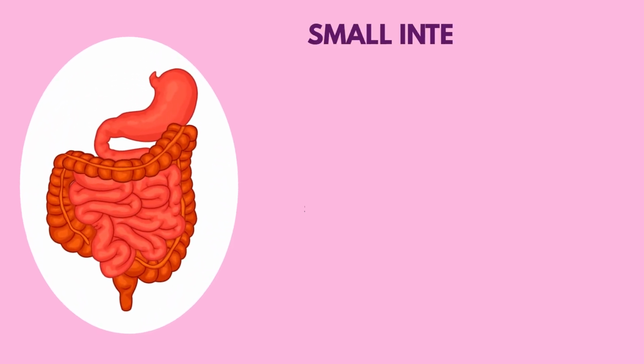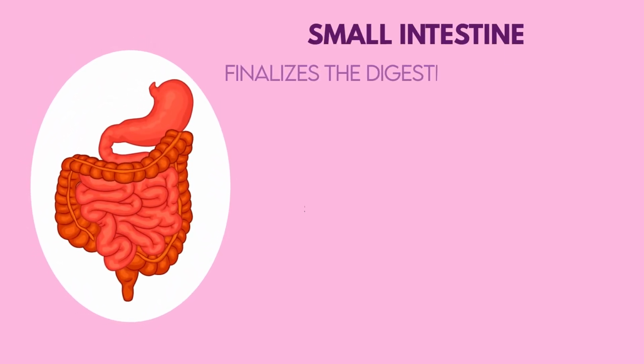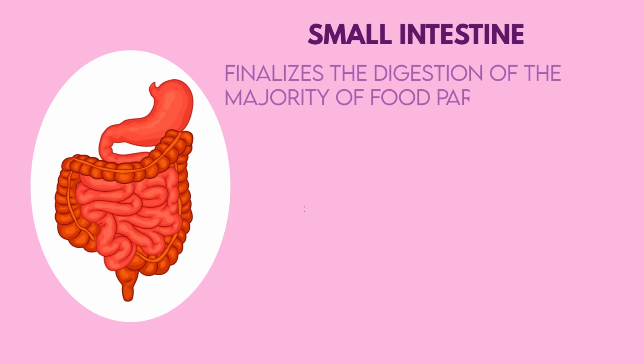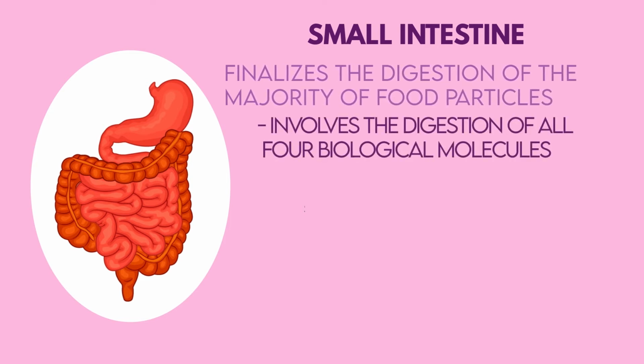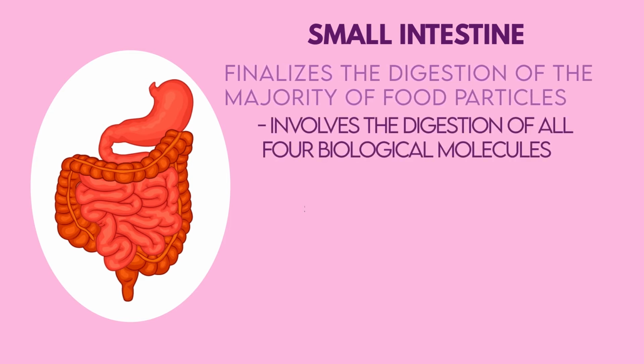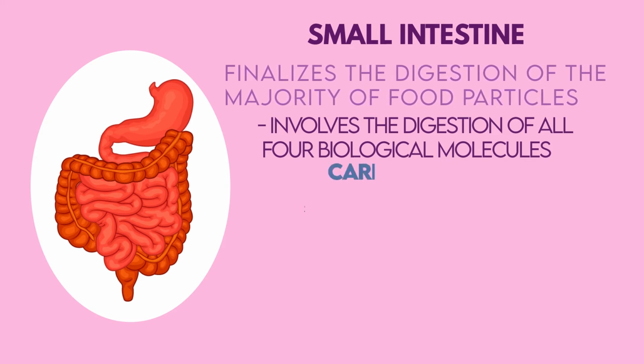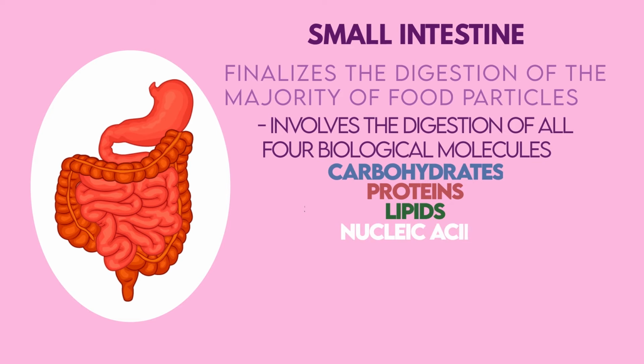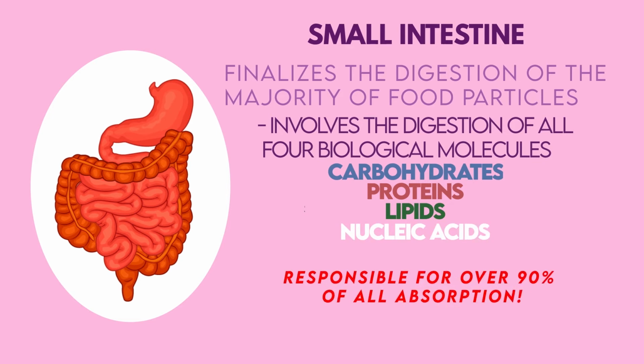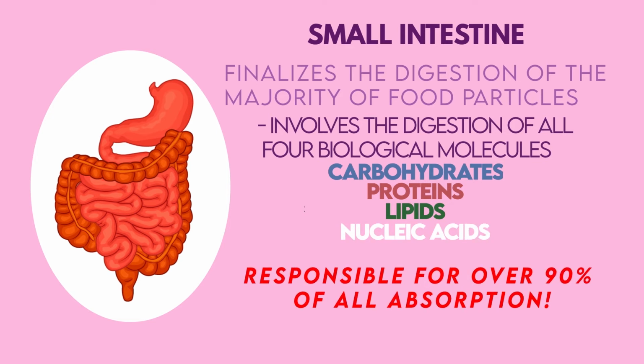Next up is the intestinal phase and the small intestine. The small intestine is the organ that will finalize the digestion of the majority of food particles, and is the only organ that involves the digestion of all four biological molecules: carbohydrates, proteins, lipids, and nucleic acids. The small intestine is also the organ where over 90% of all absorption occurs.